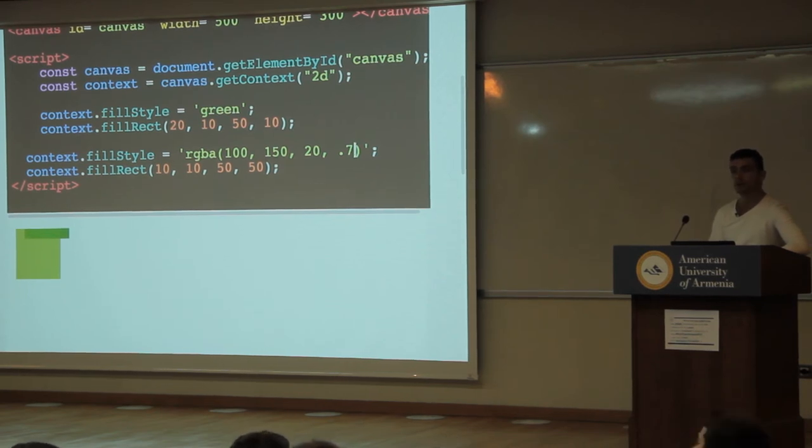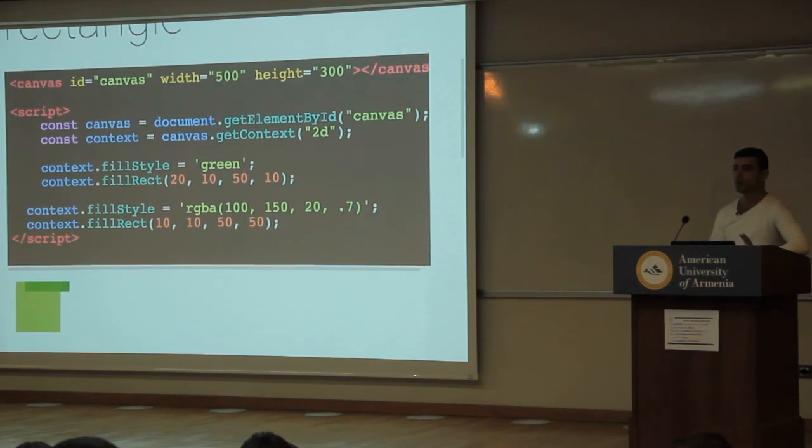Okay? Yes? Fill rect, try the rectangle? Fill try? No. There's no fill try. We'll get to shapes later. Other questions up until this point? You guys understand what fillRect does?